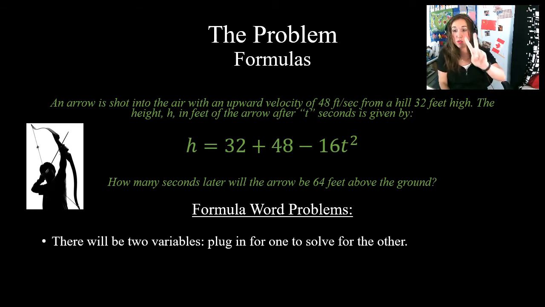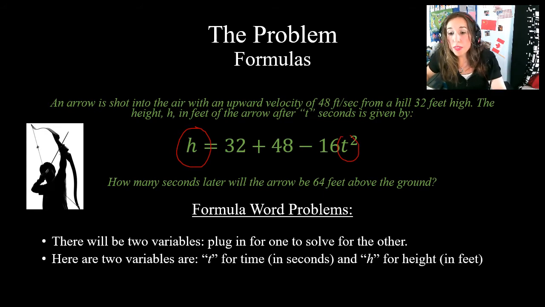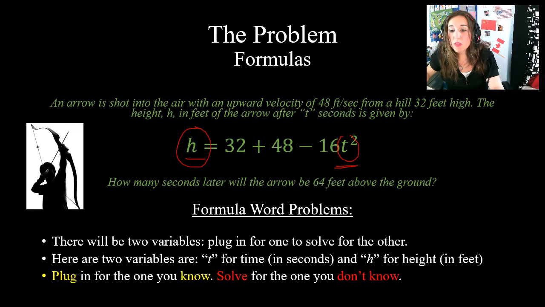There's going to be 2 variables, okay? Here we have h and t, all right? You're going to plug in for one and solve for the other. Here the 2 variables are t for time and h for height. So we're going to plug in for the variable that we know and solve for the variable that we don't, all right? And we'll go into greater detail on this in the next few slides.